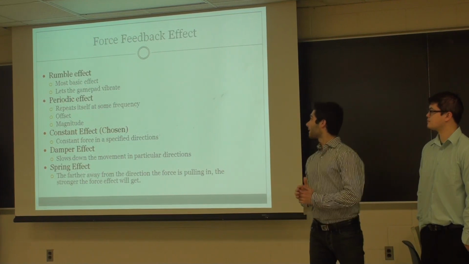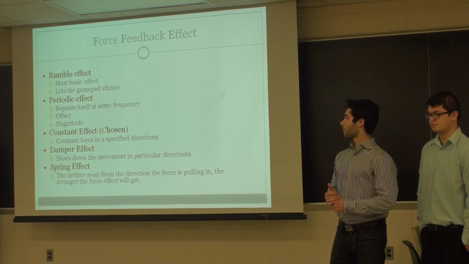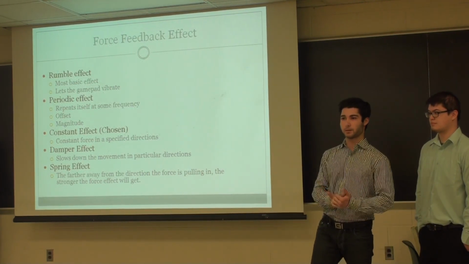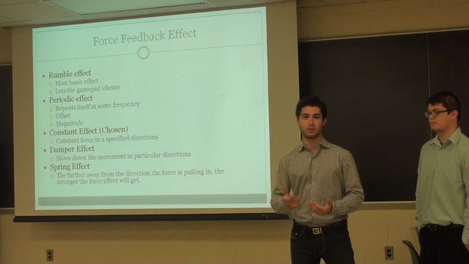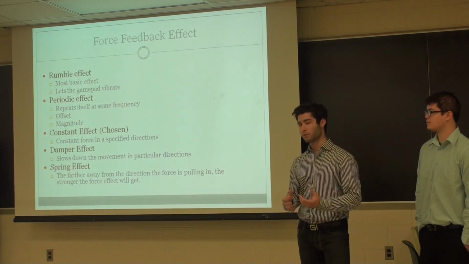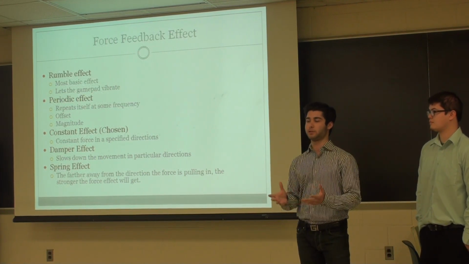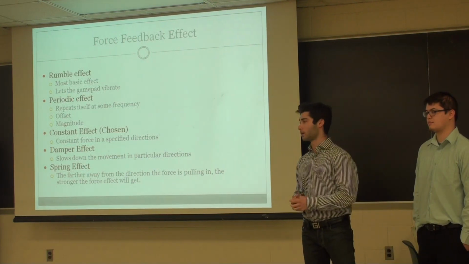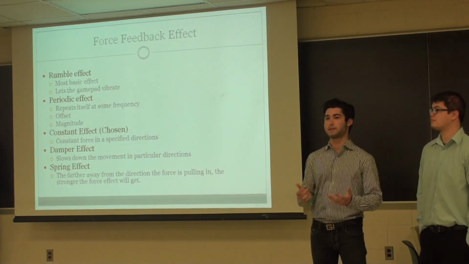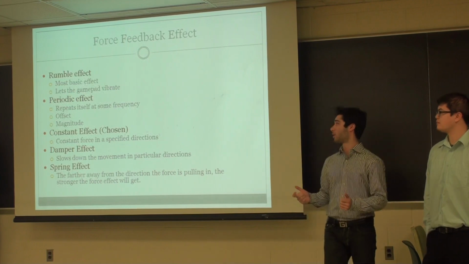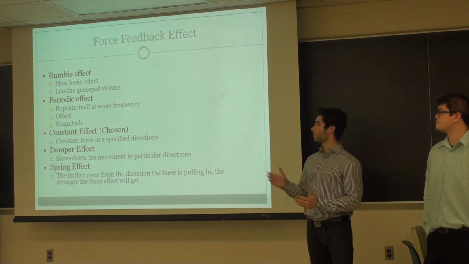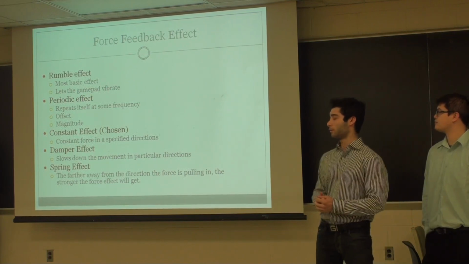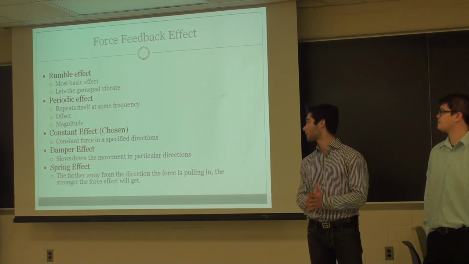So there are different effects of force feedback that we went through. The first one is the rumble effect, the very basic effect, which is used on game pads for vibration. Basically, when you're playing video games, let's say racing, when you hit the wall, it's going to vibrate the game pad. Next one is the periodic effect. It repeats itself at some frequency. We're going to give it some offset in magnitude, basically.